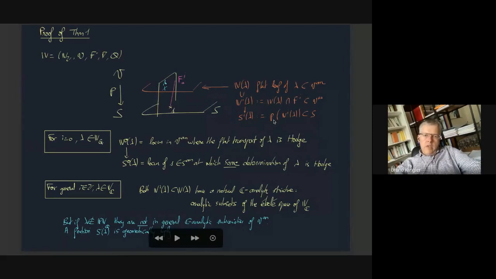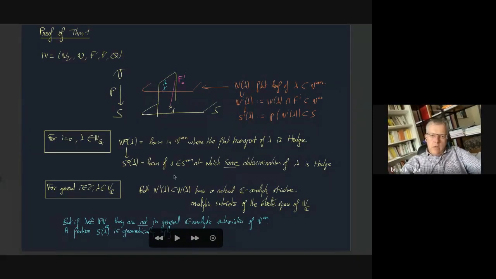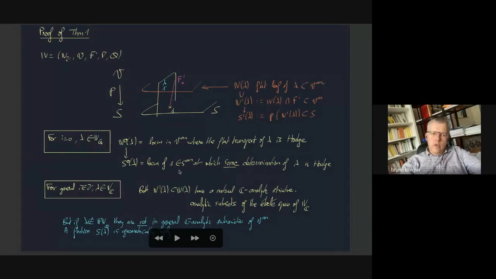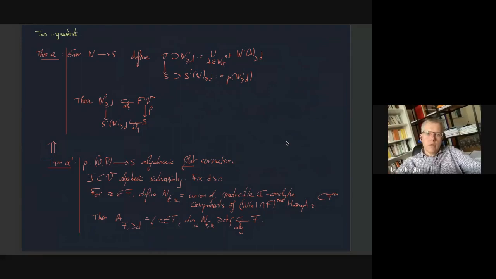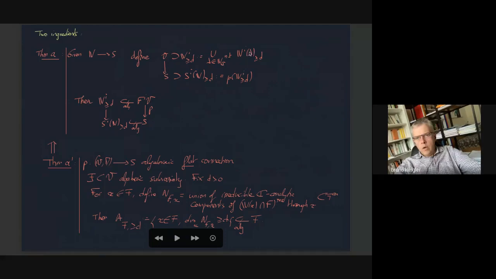But what I claim is that nevertheless we understand a lot about the closure of that disgusting set. So there are two ingredients in the proof of the theorem. The first ingredient is, okay, let's take a Vi of lambda. So this is the locus where lambda is in the i-th space of my Hodge filtration. And now fix an integer d and consider only things in this locus of local dimension at least d.